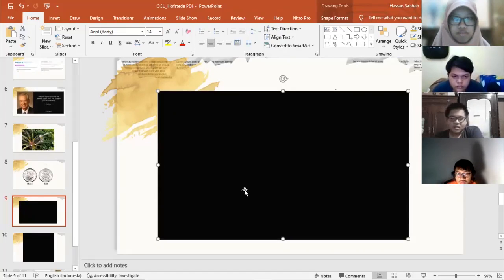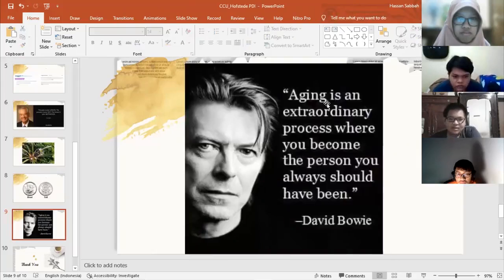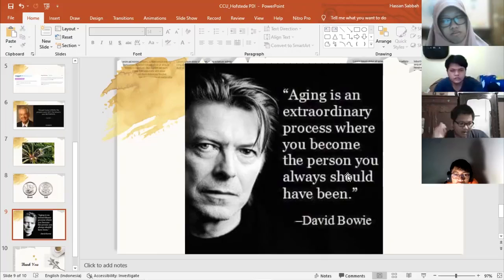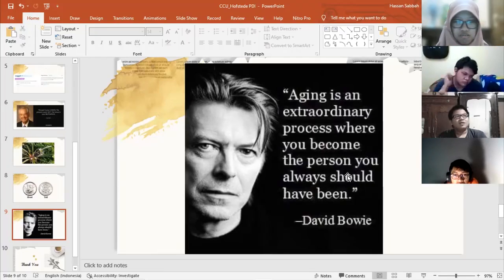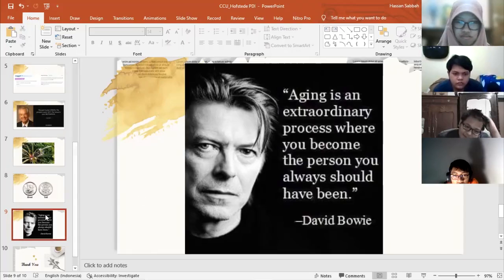I'm sorry, the same slide. Aging is an extraordinary process where you become the person you always should have been. As our age increases, we need to achieve what we like to do, but in the process we also need to work hard to achieve something that we desire. The quote is from David Bowie, the well known solo singer, I think. I don't know about him.